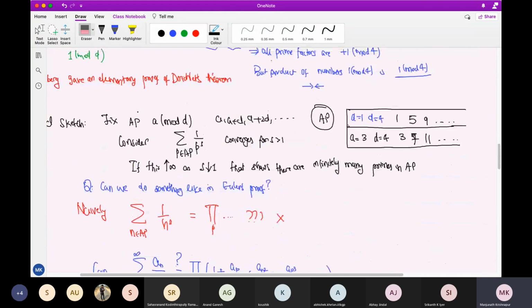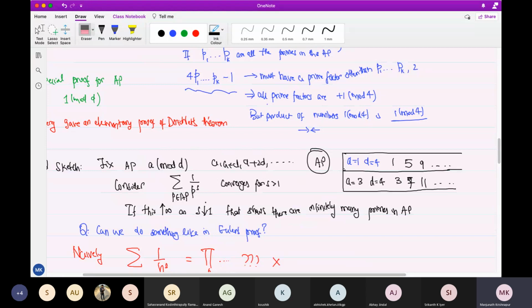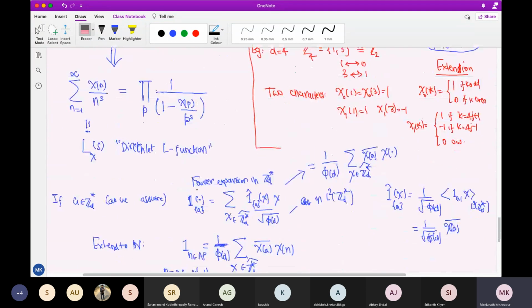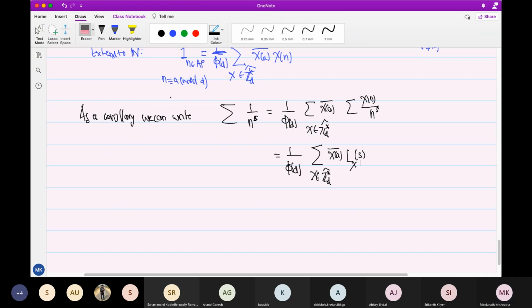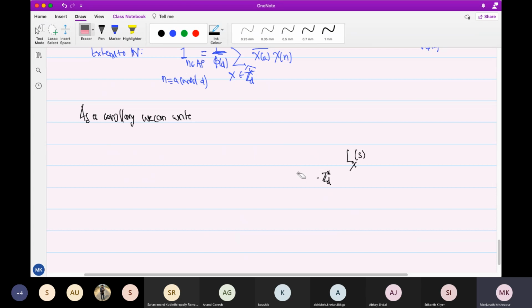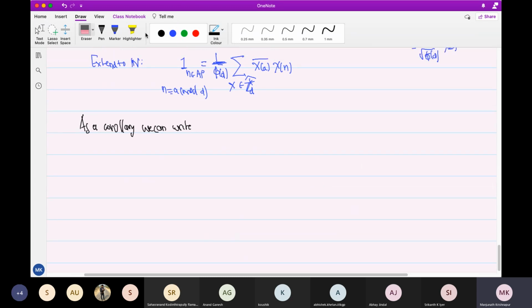What we want to show is that the sum of reciprocals of prime powers diverges as s goes to 1. So let me erase this and write. I don't want to take the sum over all n actually. That was not correct, what I wrote. I want to take the sum over primes in the arithmetic progression, 1 by p to the power s.